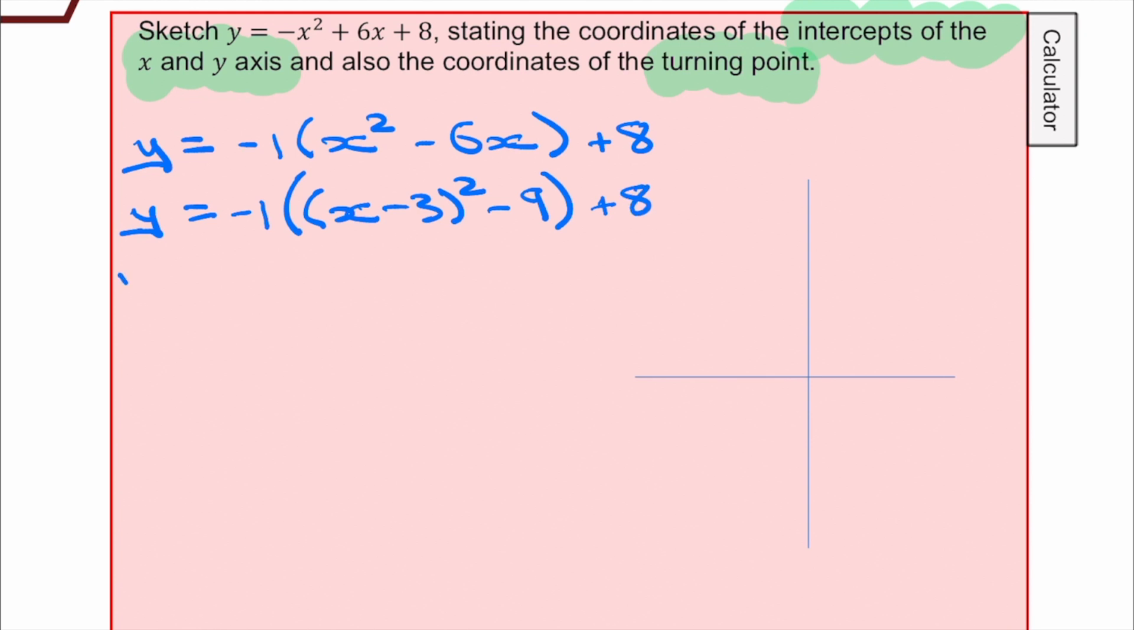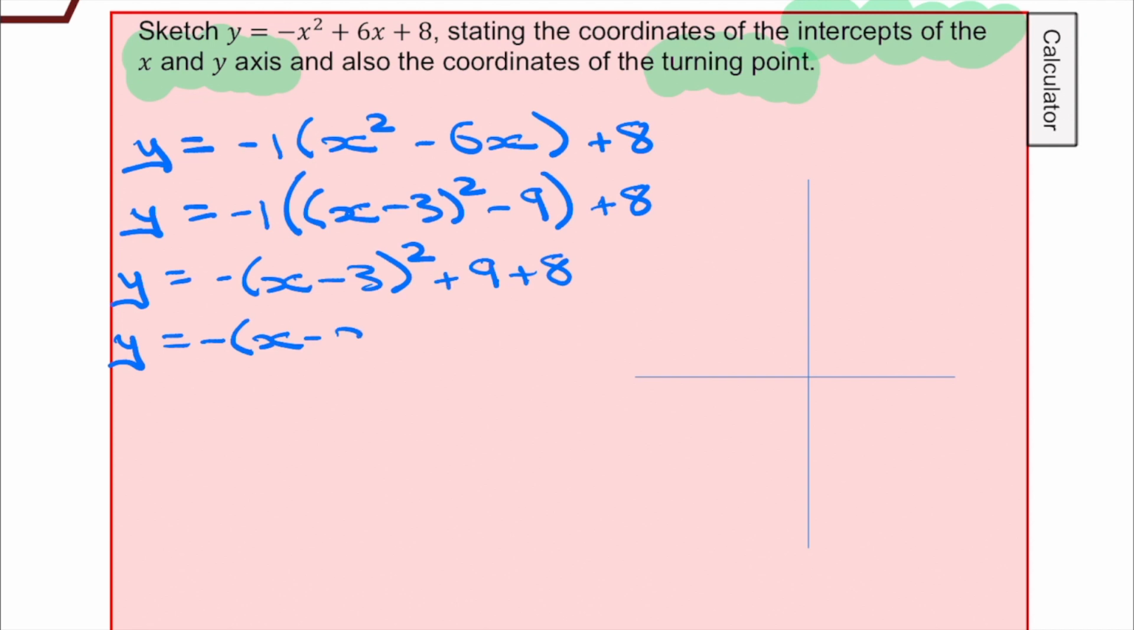Let's now expand this with the minus 1. So we're going to get a minus 1 times the bracket, and minus 1 times minus 9 gives me positive 9. And then I've got this positive 8 as well. So simplify that, and 9 plus 8 is going to give me 17.